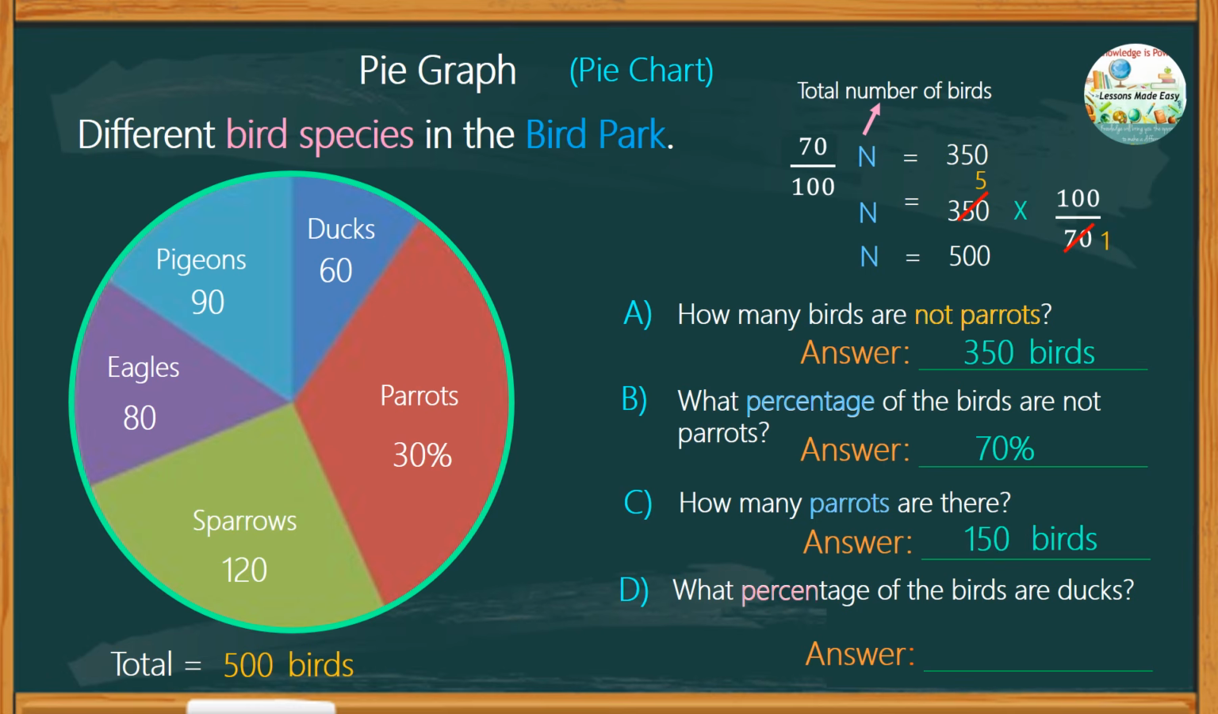Lastly, what percentage of the birds are ducks? To find the percentage, we identify the fraction and then multiply it by 100. From the given information, there are 60 ducks out of 500 birds in total to be multiplied by 100. We can just cross out the zeros. Now we only have 60 to be divided by 5, which gives a quotient of 12 or 12%. 12% of the birds are ducks.